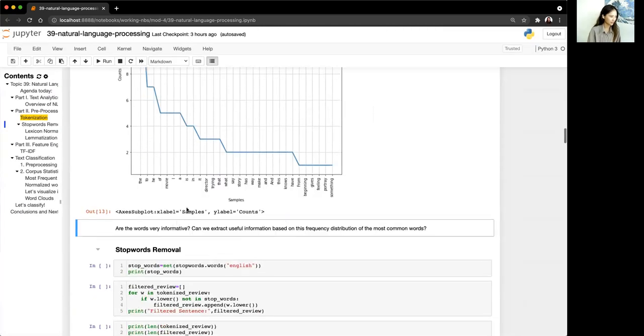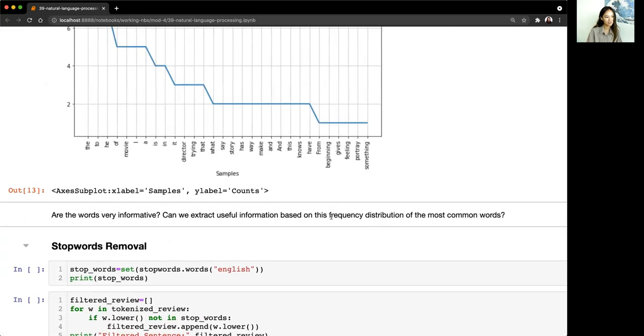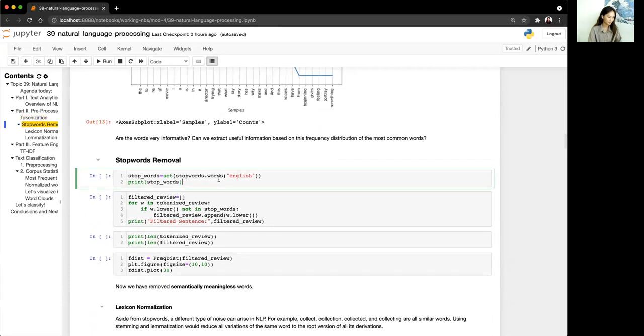So, are these words very informative? No, they are not. Can we extract useful information based on this frequency distribution of the most common words? I would say at this point, not really, especially if you're looking at the first few. But maybe towards the end, we see something about the director. There we have movie, but we know this is a movie review. Something about the story, something about beginning, and so on and so forth. So let's try and make this a little bit more helpful.